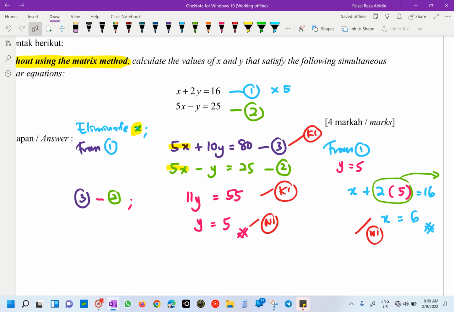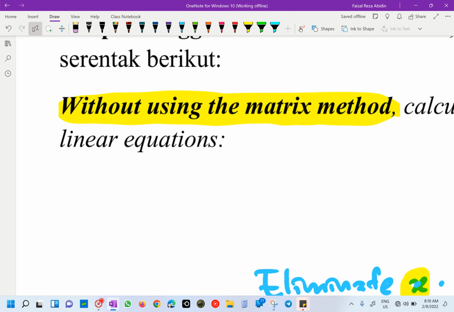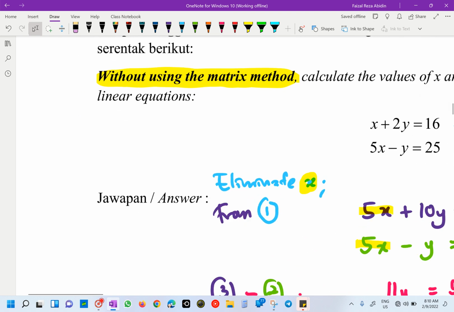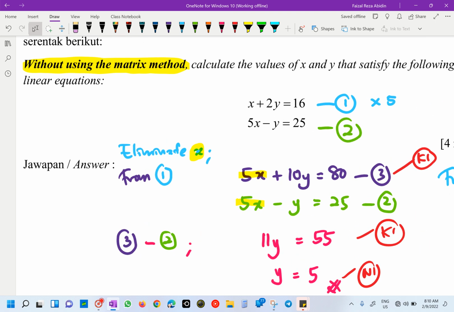Okay, so if you are using matrix, contohlah dalam SPM tiba-tiba blur. Tak tahu nak eliminate, tak tahu nak substitute, tak tahu kaedah graph. The only one method you know is matrix. My advice is do not show in our calculation here. No. Don't give straight answer. Contohlah, you buat dekat tempat lain, not in our question paper.